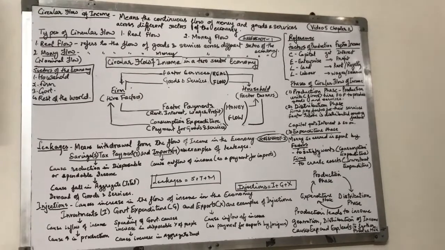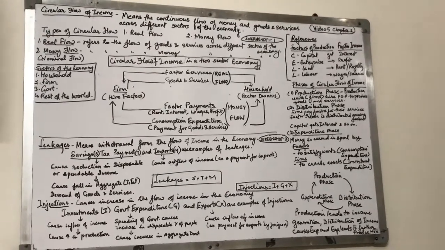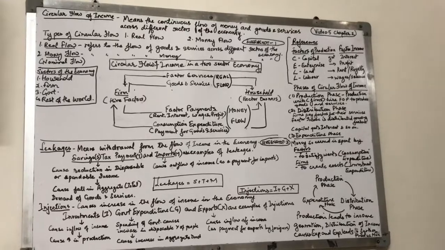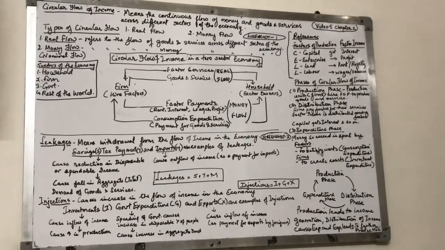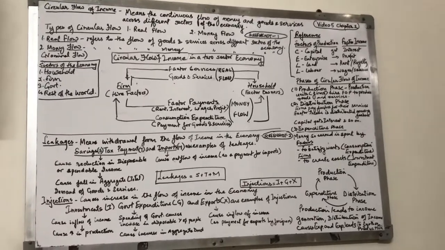Good evening, children. Today I'm here with the fifth video and we are going to start chapter 2. Chapter 2 is circular flow of income.